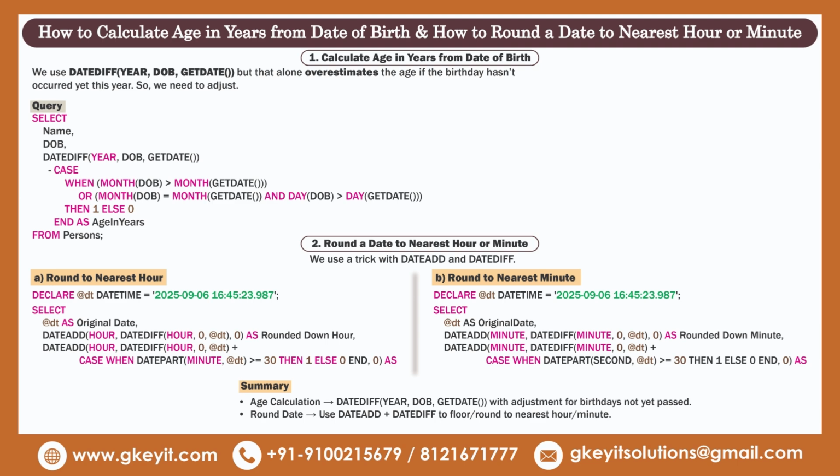And coming to the summary, age calculation: here we are using DATEDIFF with adjustment for birthdays not yet passed. For rounding a date, use DATEADD plus DATEDIFF to floor and round to nearest hour or minute. Let's see these scenarios practically in SSMS.